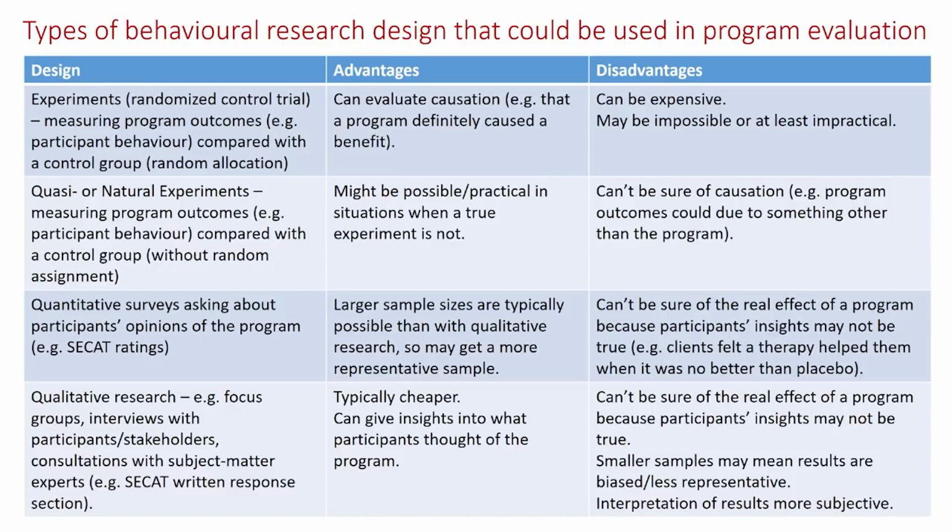And what you would do is compare that with some control group, where the crucial thing here is that whether people end up in the control group or in the treatment group or in the program group, that allocation has to be completely random. That's very important because that leads us to the main advantage of using this sort of experimental design, which is that you can evaluate causation. You can make statements that this program definitely caused this benefit.